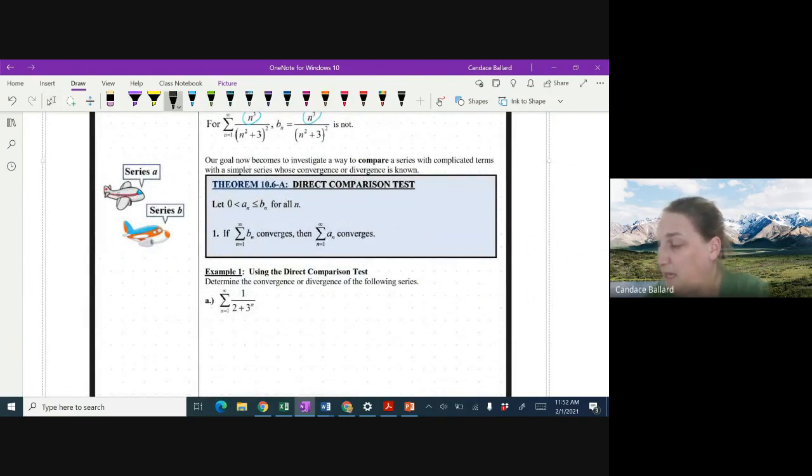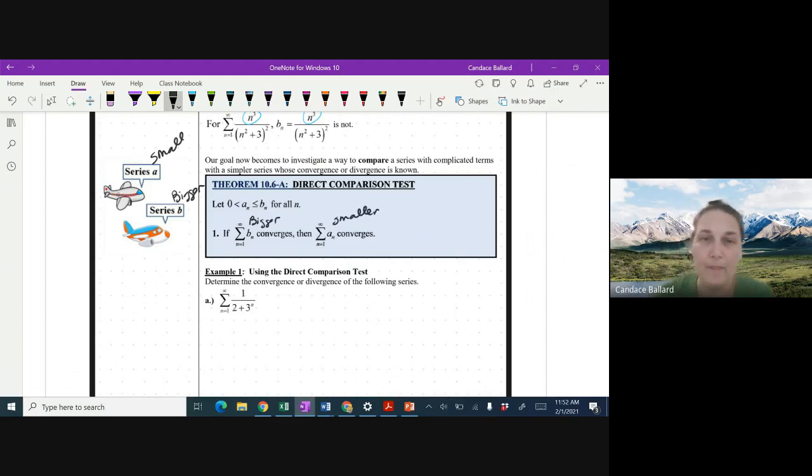If b sub n converges, then a sub n converges. So b is going to be your bigger series, notice it's a jumbo jet, okay? Whereas a is going to be your smaller series. So if your bigger one converges, your smaller one must converge, okay? And that's what it's talking about here, that a is the smaller and b is the bigger.